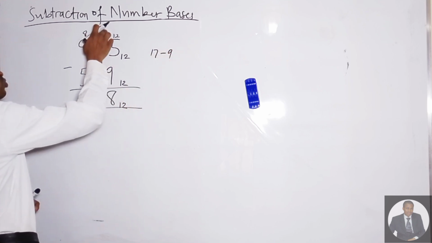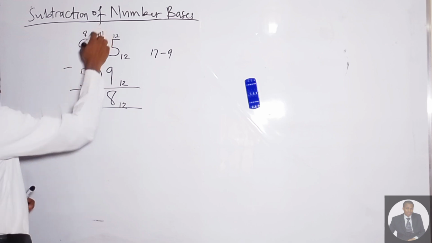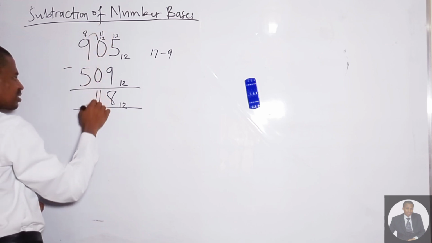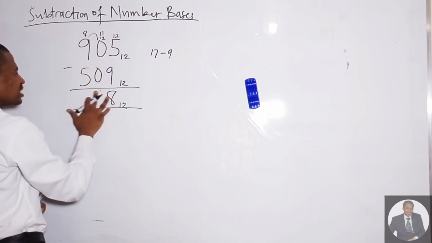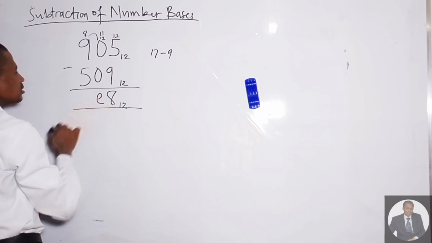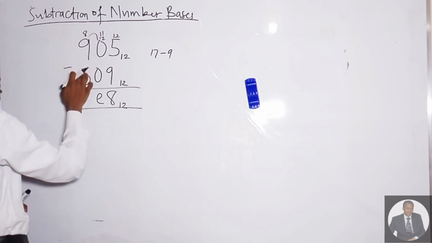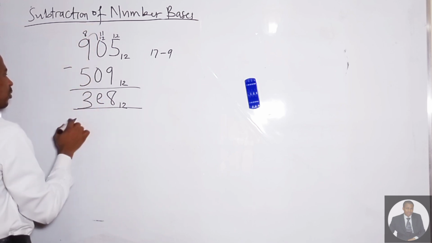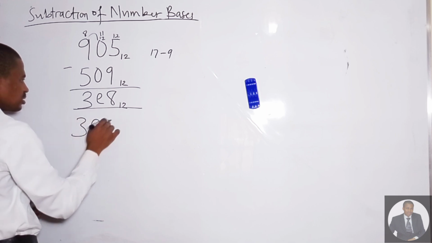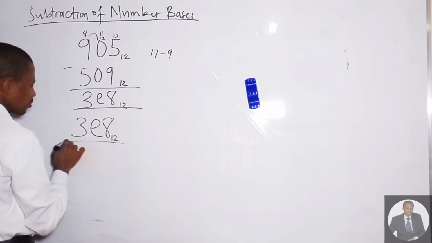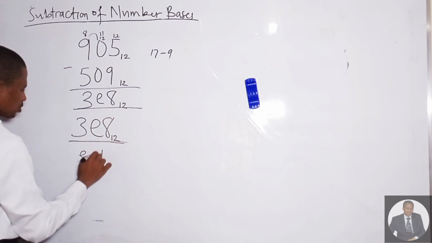Now, what remains there will be 11. 11 minus 0, we cannot write 11 here. So we represent 11 by a figure. We say E. 8 minus 5, 3. So our answer will be 3E8 base 12, where E equals 11.